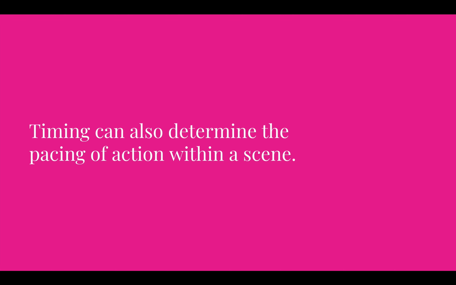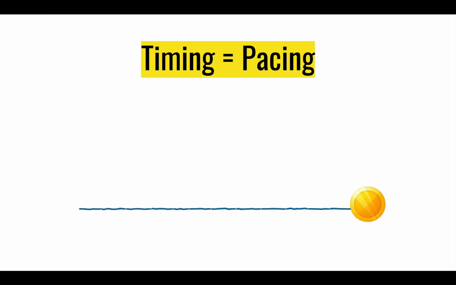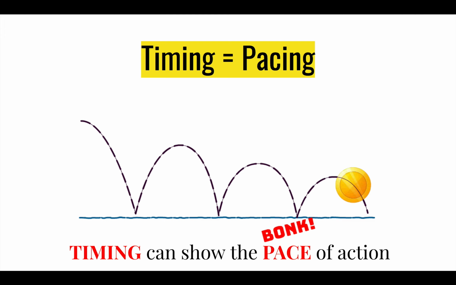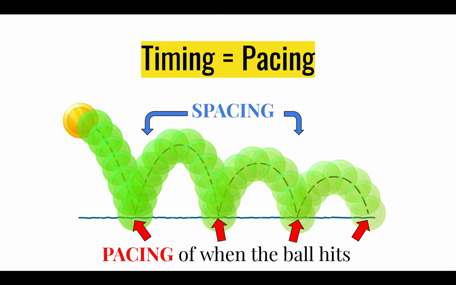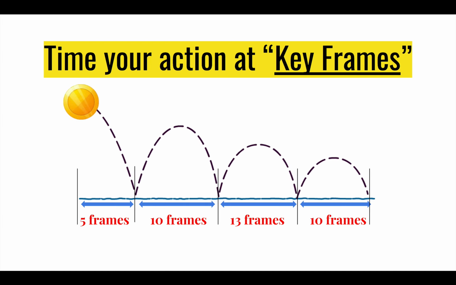But in addition to spacing, timing can also be used to determine the pacing of when an action happens within a scene. So let's say you have a scene with the ball bouncing from one side to the other. Pacing is when the major events happen. In this case, it's when the ball hits the ground as it's traveling along. Animators would take note of when these key moments happen, and then they would space the ball appropriately to match that action at that time.